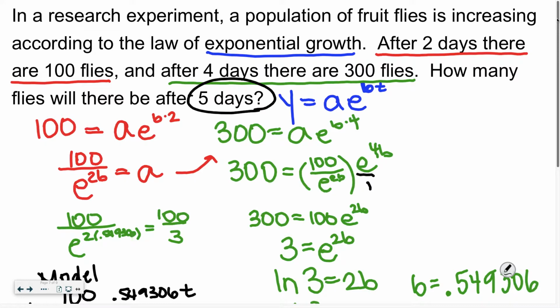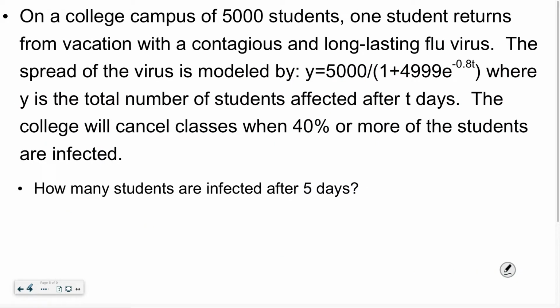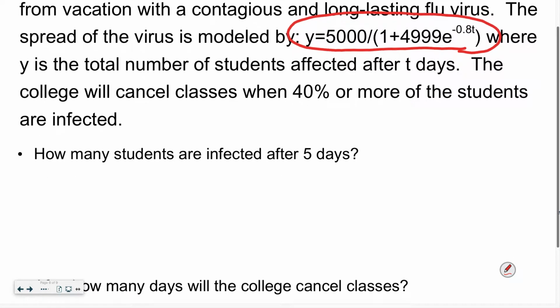Okay? All right, we have about 5 minutes left to talk about our logistic growth problem. On a college campus of 5,000 students, one student returns from vacation with a contagious and long-lasting flu virus. The spread of the flu virus is modeled by this logistic growth equation, where Y is the total number of students affected after T days. The college will cancel classes when 40% or more of the students are infected.